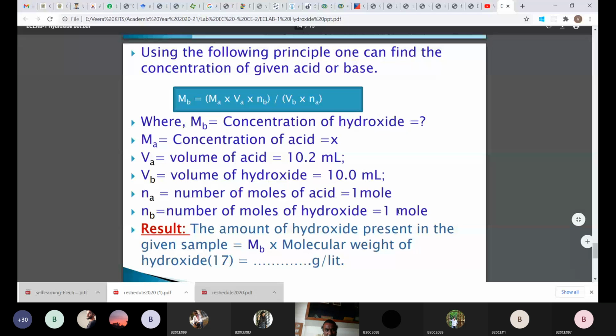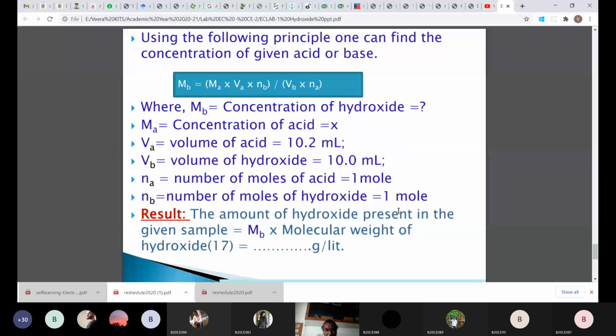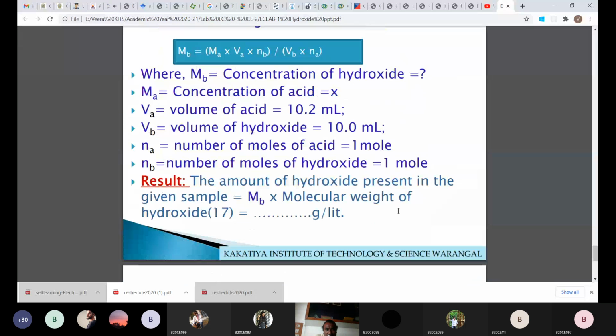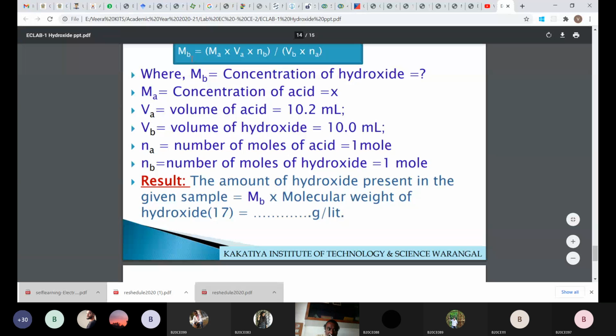So then substitute all these values in this equation, and you get the concentration of your hydroxide, for example 0.1 moles.